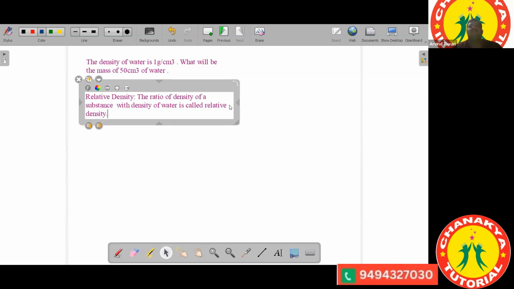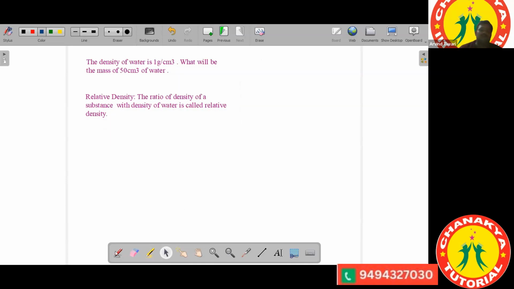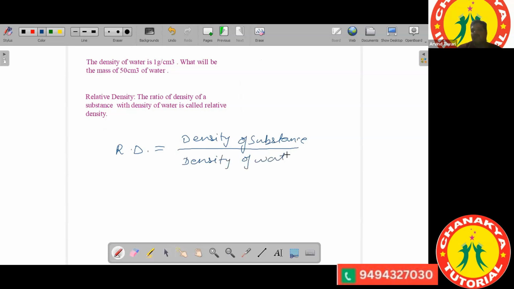So what is relative density? The ratio of density of a substance with the density of water is called relative density. So we measure relative density as the ratio of the density of substance divided by density of water. Since relative density is the ratio of two densities, it does not have any units, no units. So we will discuss about this in the next class.